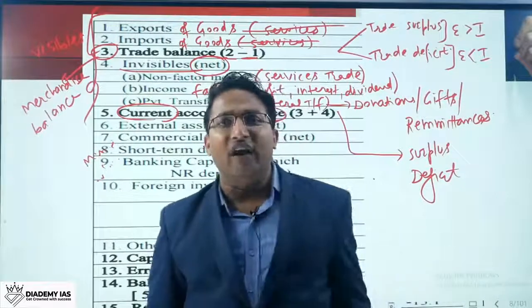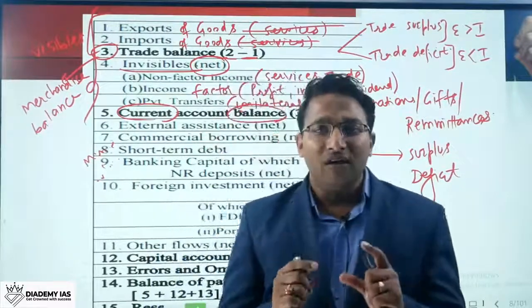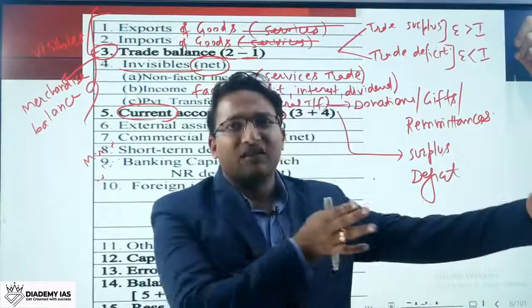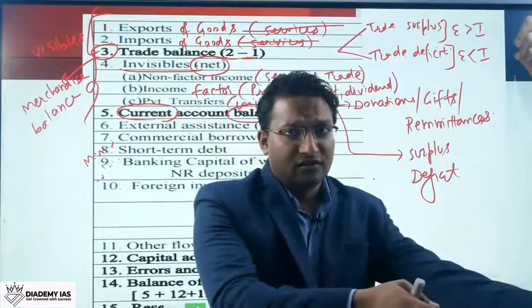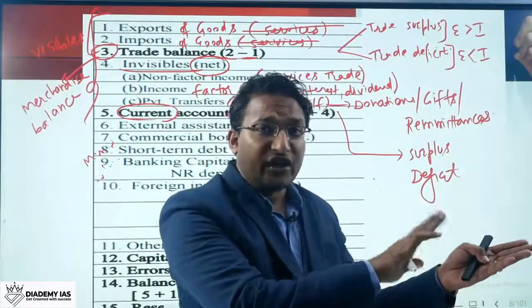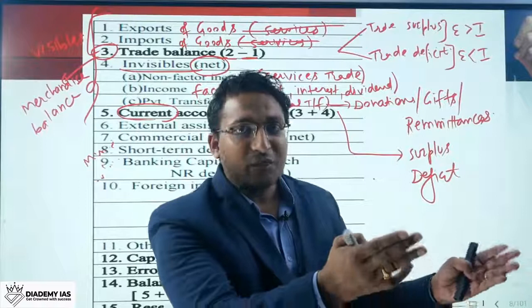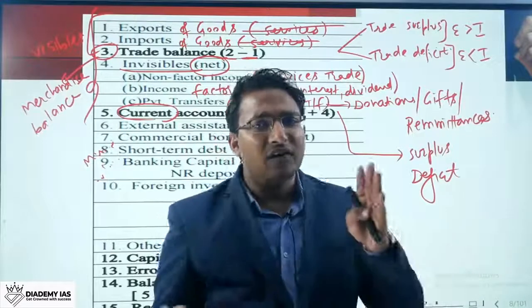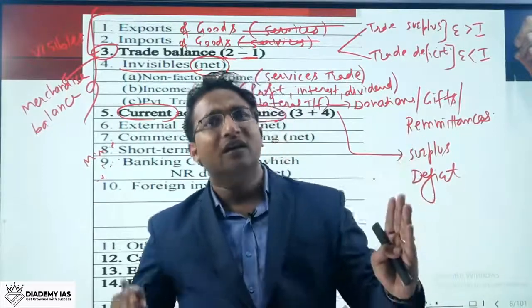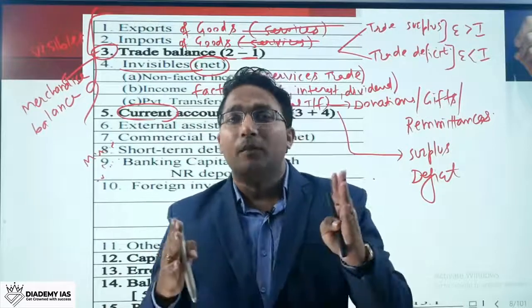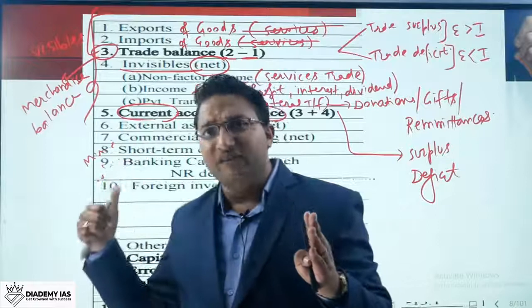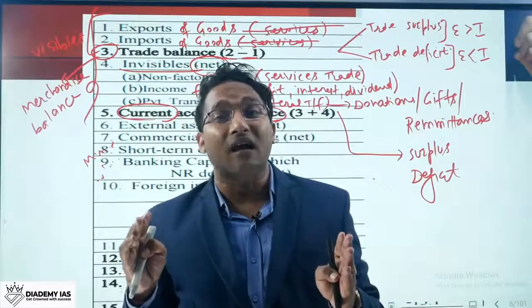In the recent economic survey, it has been mentioned that between 2009 and 2014, the current account deficit was very, very high, hovering between 3% and 5%. That means very high. However, after 2014 till 2019, that is in the last 5 years, this deficit has been quite under control.